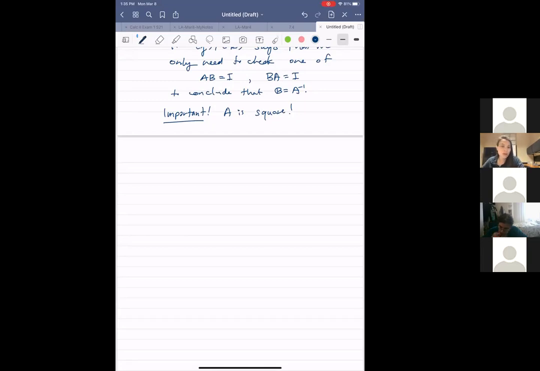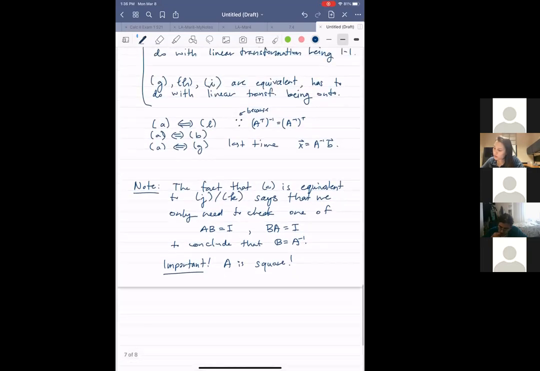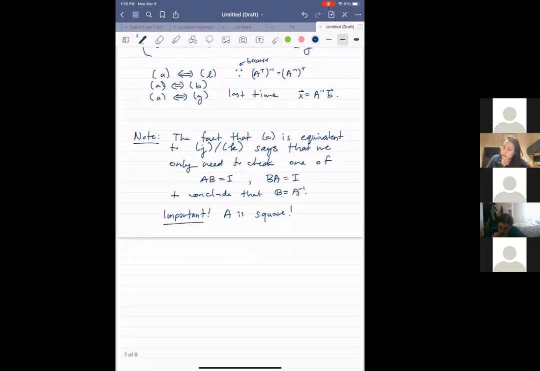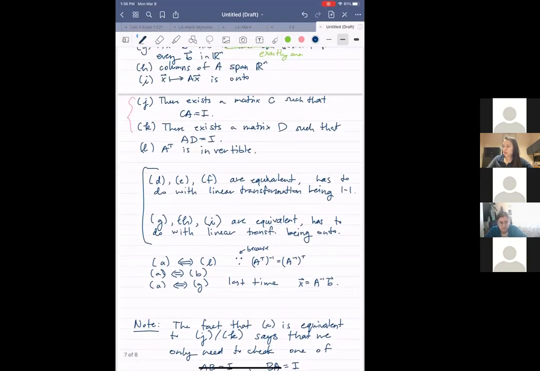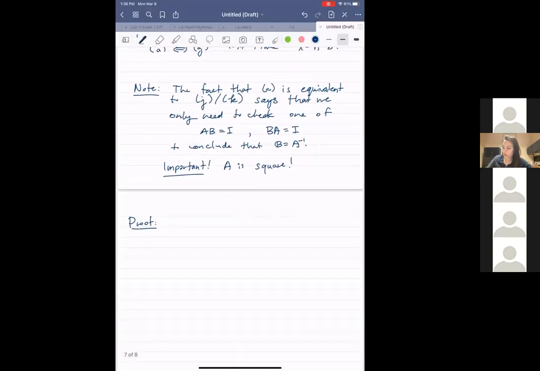Okay, so let's see. I'm going to go ahead and prove this because we haven't talked about this particular thing. So the proof: I'm going to use condition K, and I want to show that K is equivalent to A. The proof that J is equivalent to A is essentially the same, right?